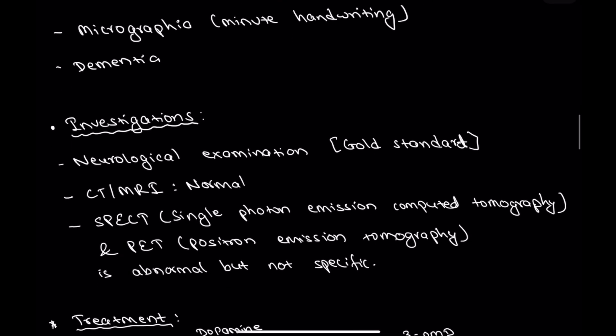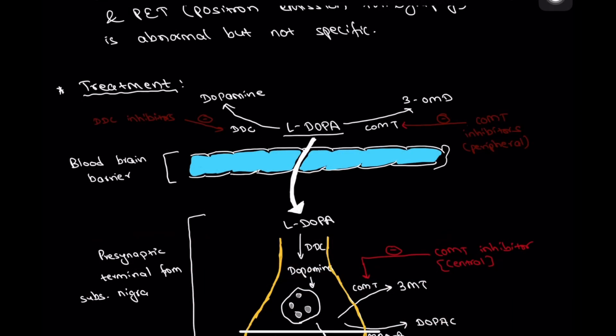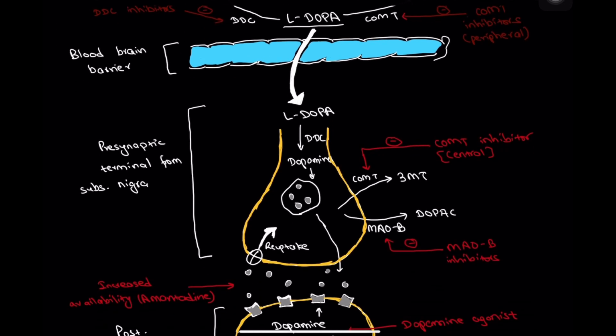The investigations are: the gold standard investigation is neurological examination. Radiological investigations such as CT and MRI will be normal. And single photon emission computed tomography and positron emission tomography will be abnormal, but this is not specific. For the treatment, you have to understand this figure.